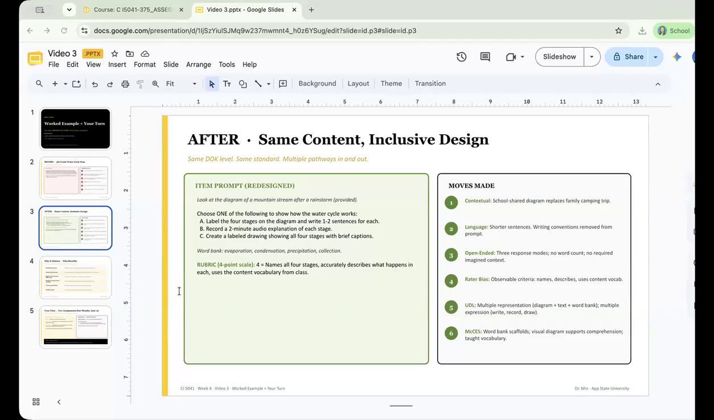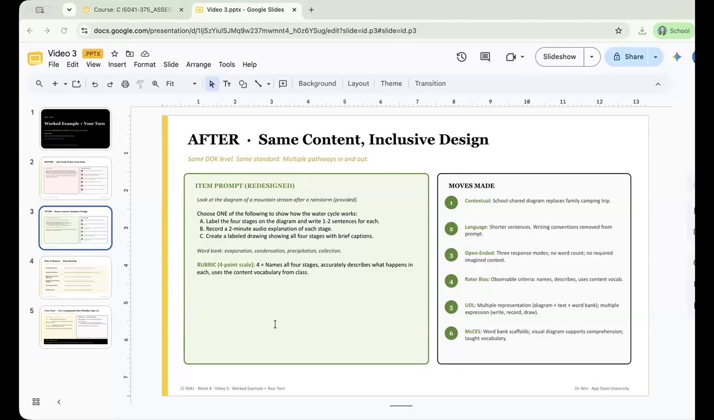A word bank with the four key terminology is provided: evaporation, condensation, precipitation, collection. The word bank lowers the cognitive load of recalling the terms so students can focus on explaining the process. The science thinking is what we are trying to measure here, not the vocabulary spelling.